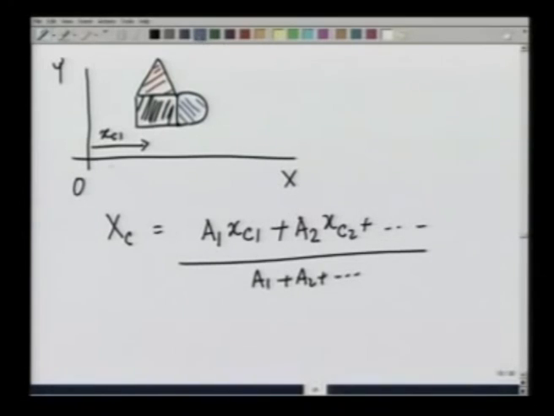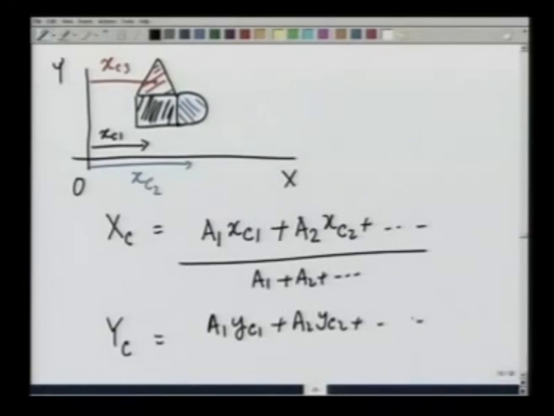Similarly, if I take the semicircle to be area 2, then x c 2 is also known because we already calculated it, and x c 3 for the triangle is also known. I also know the formula for 3 shapes, and therefore can easily calculate the centroid for the entire system. Similarly, y c for the total area is going to be A 1 times y c 1 plus A 2 times y c 2 plus so on, divided by A 1 plus A 2 plus A 3 and so on.